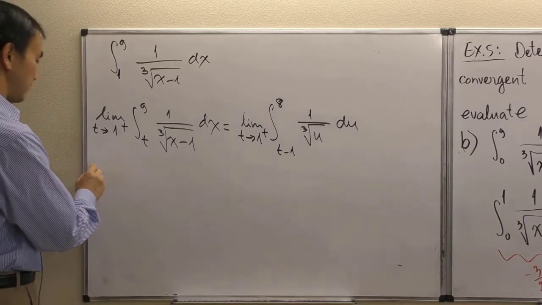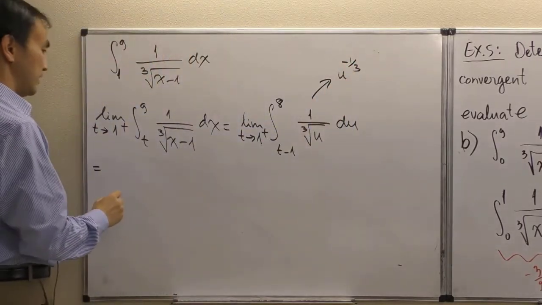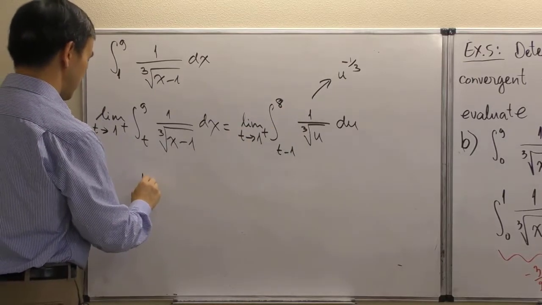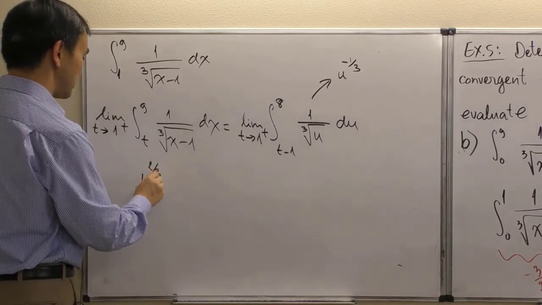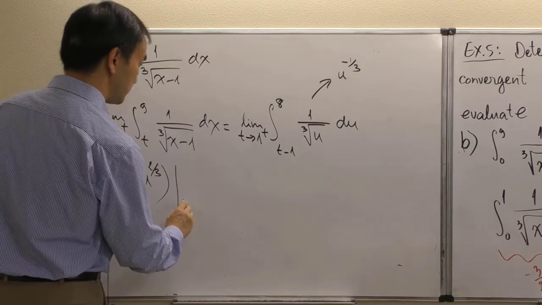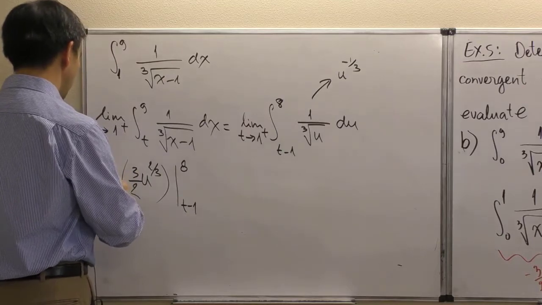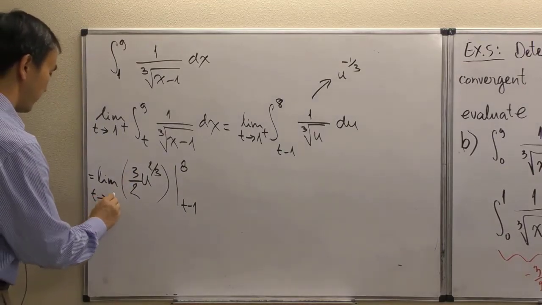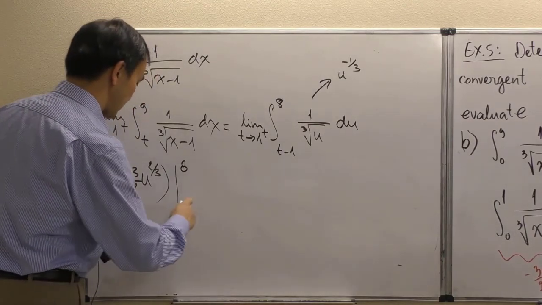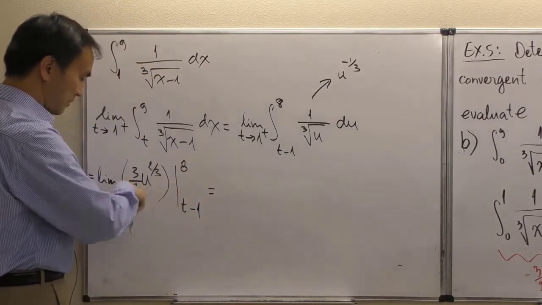In my next step, I see this as u to the negative 1/3 power. The power rule says we can take the antiderivative, which gives us u to the positive 2/3 multiplied by 3/2. Then we evaluate that from t minus 1 to 8. And yes, that is a limit problem where we're letting t approach 1 from the right endpoint.